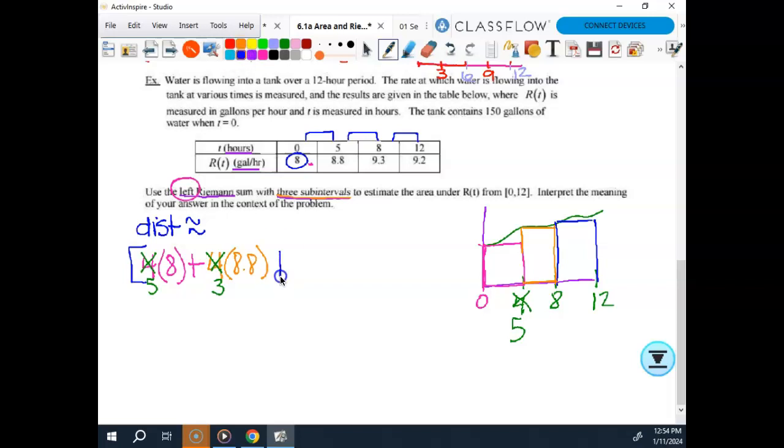Okay, so then plus, is this right? Yes, 8 to 12. Okay, what is this one then? 4 times, what is the height? 9.3. Okay. And then what are your units? Gallons. Okay. And sometimes the units can be weird, right? Sometimes it's weird things that we'll look at, but we're just multiplying them together to figure that out.